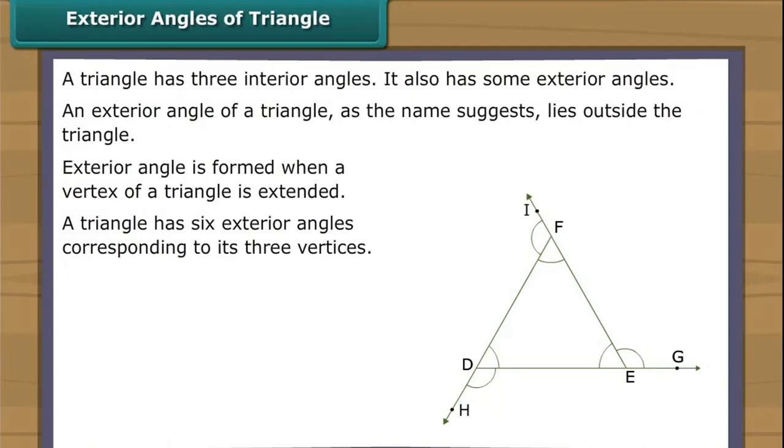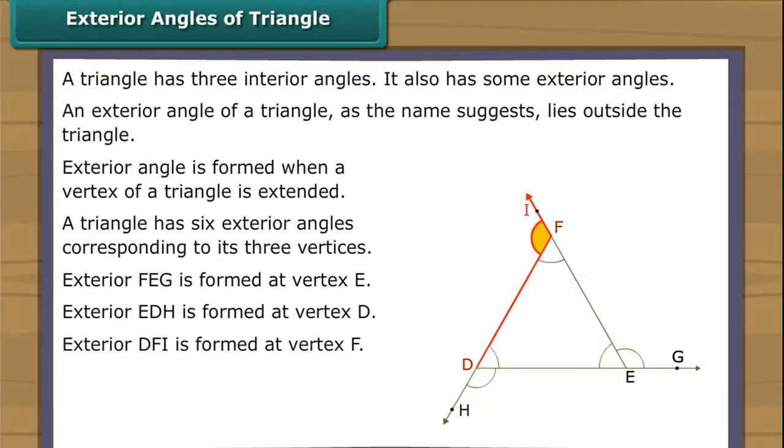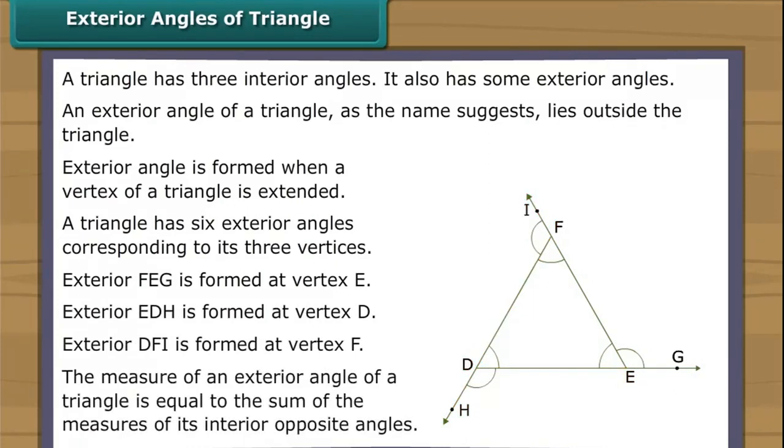If we extend vertex E of triangle FDE, exterior angle FEG is formed. Similarly, when we extend the vertices D and F, exterior angles EDH and DFI are formed. The measure of an exterior angle of a triangle is equal to the sum of the measures of its interior opposite angles. In the figure, angle FEG is equal to the sum of angles FDE and DFE. Let us now prove the same.